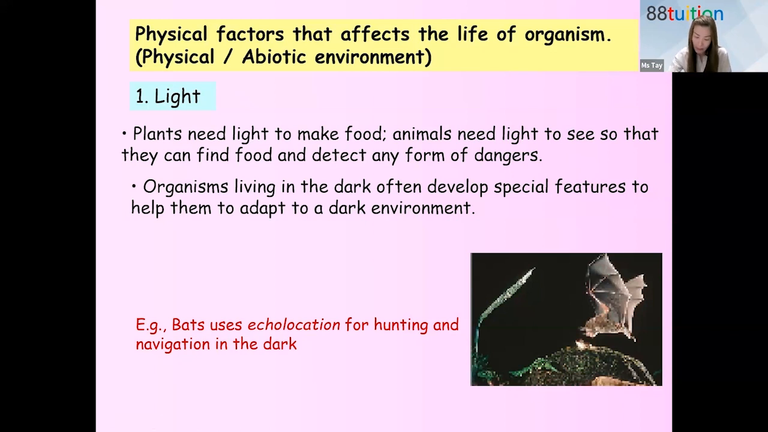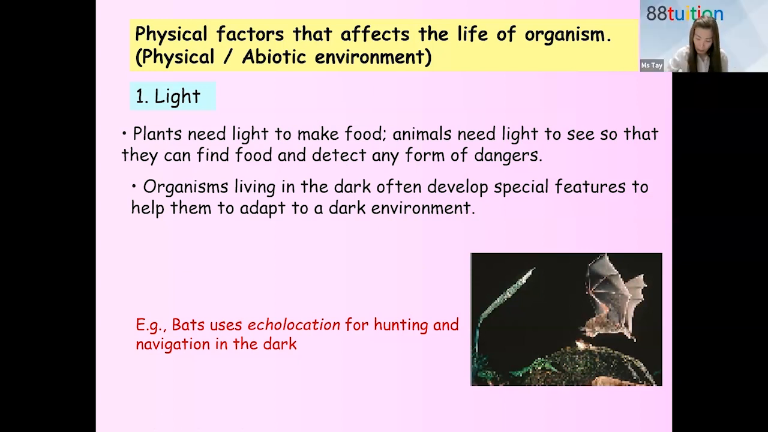Now, for example, bats. Bats actually use echolocation. How many of you are familiar with echolocation? Heard of this term before? Do you know how it works actually? Anyone? What is echolocation? The word already tells something. Haresh. Maybe it's like when they screech or something, like other bats will hear it and it's like a command like that.